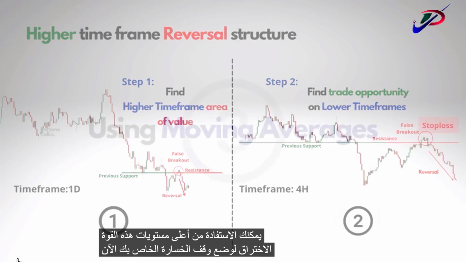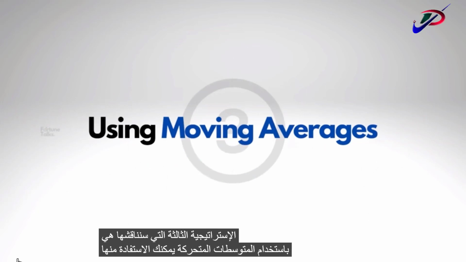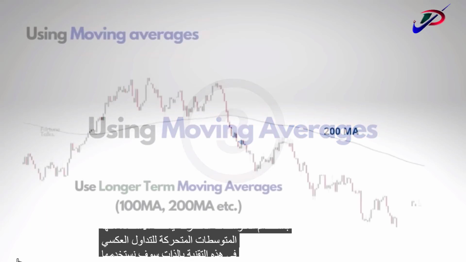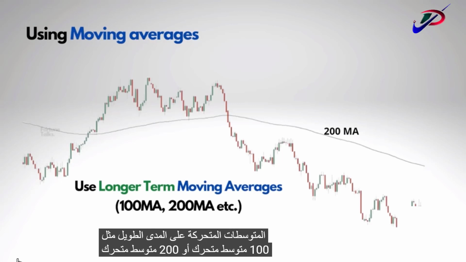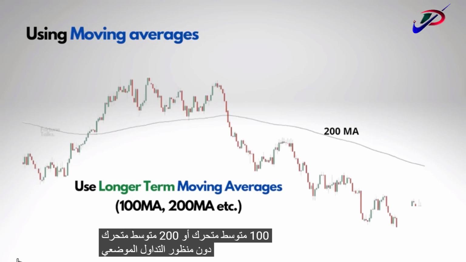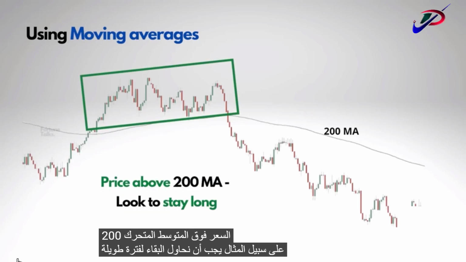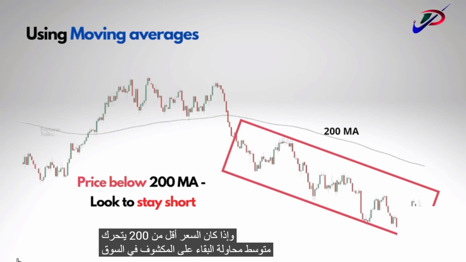Now the third strategy we will be discussing is using moving averages. You can make use of moving averages for reversal trading. In this particular technique, we will use the longer term moving averages like the 100 moving average or 200 moving average with a positional trading perspective. We know from the basics that if the price is above the 200 moving average, for example, we should try to stay long, and if the price is below the 200 moving average, try to stay short on the market.